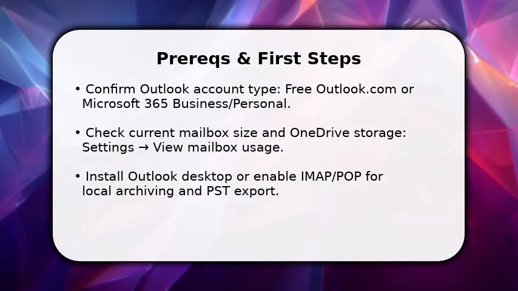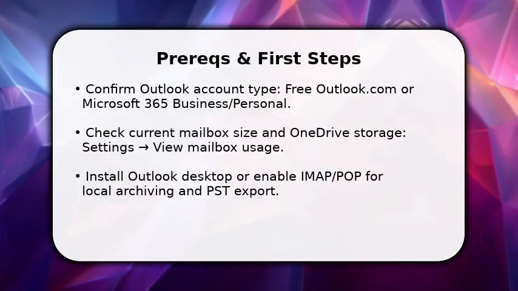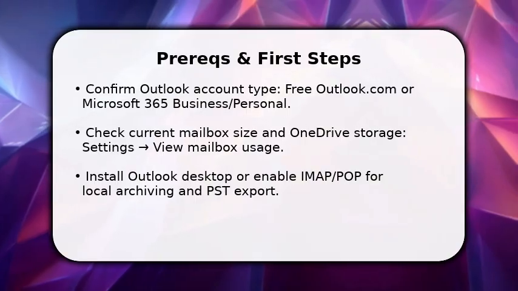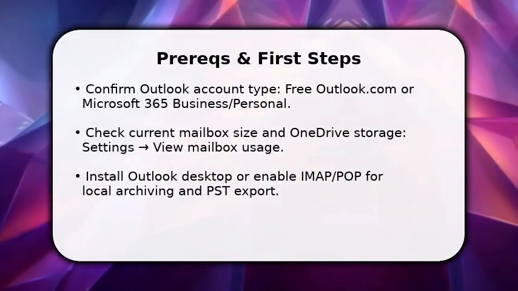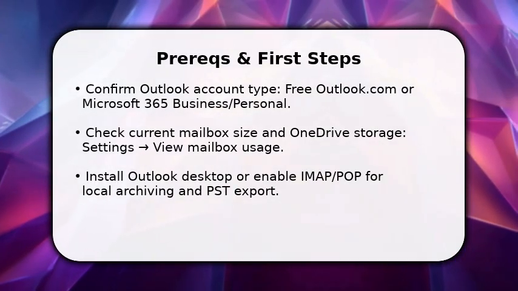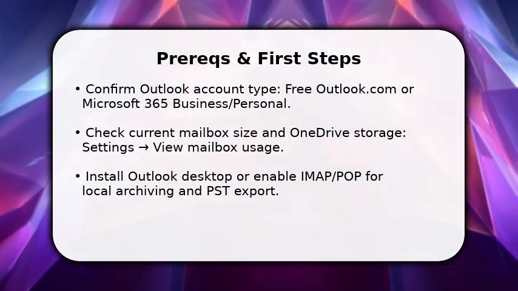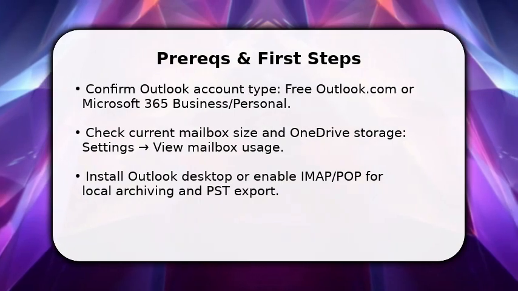Next, install Outlook Desktop or enable IMAP/POP on the web client to allow local archiving and PST exports. Doing this now sets the foundation for extending usable storage. Make sure your client config is completed before moving to consolidation and subscription options.